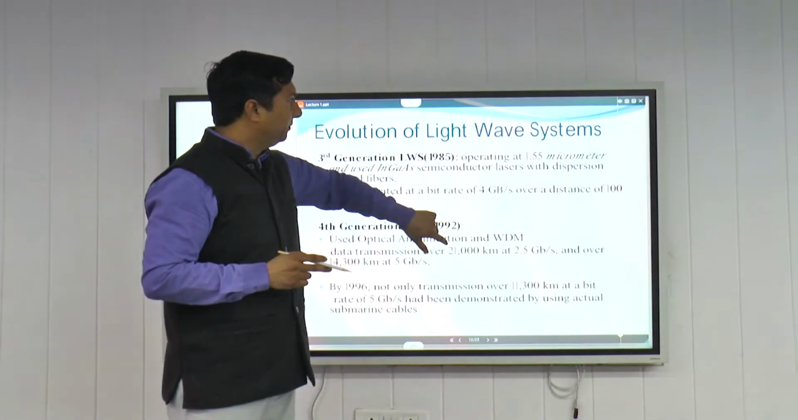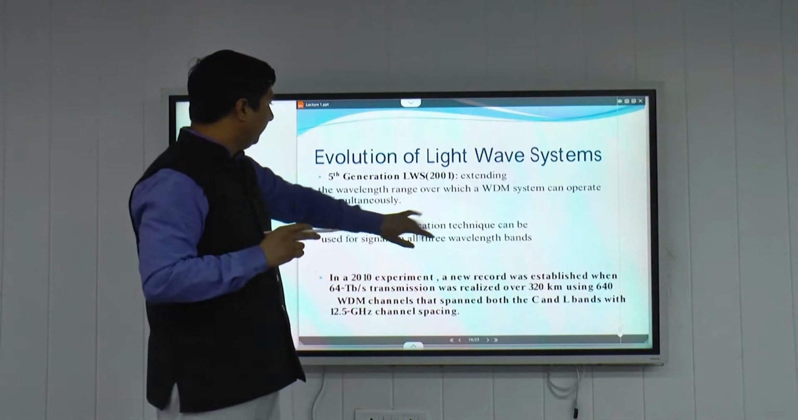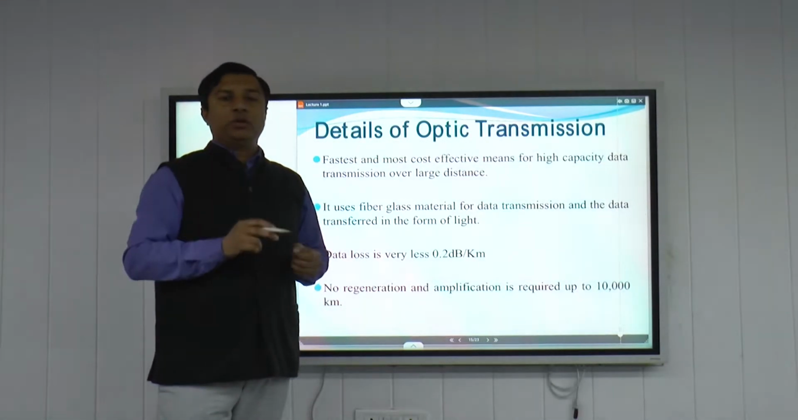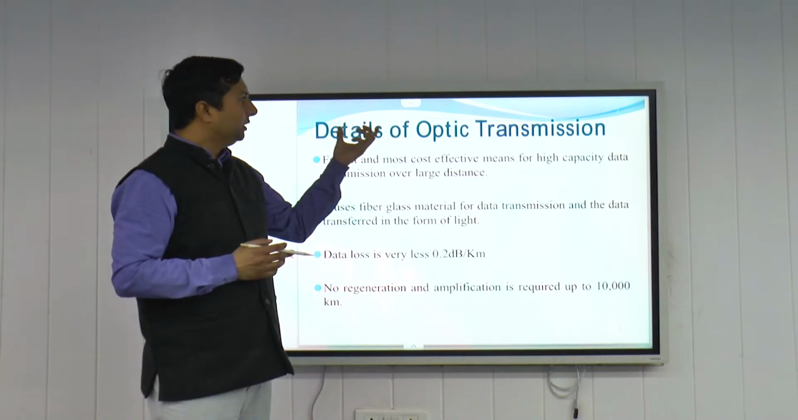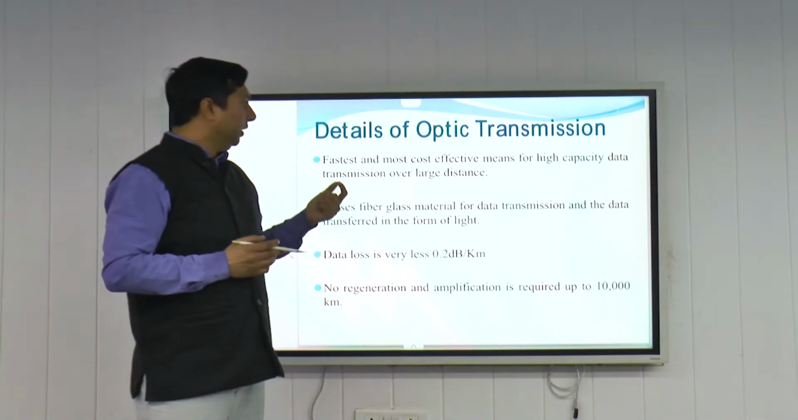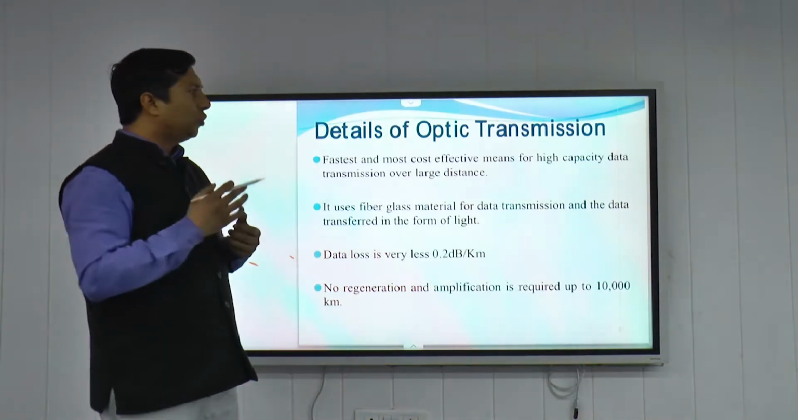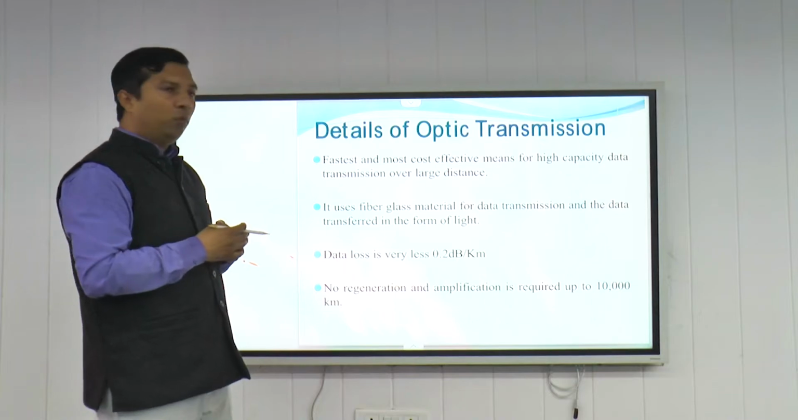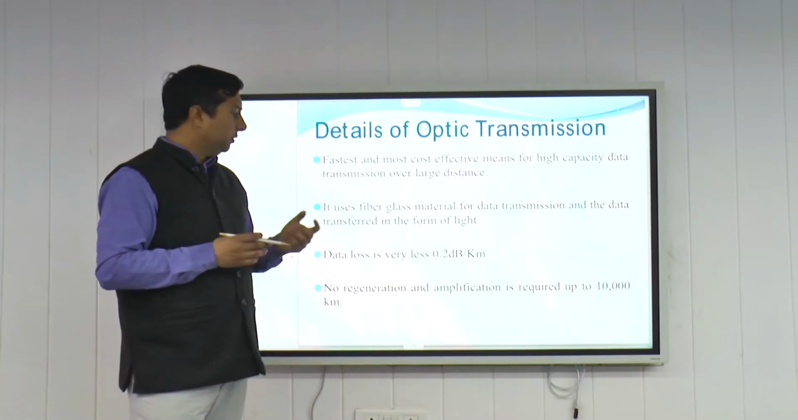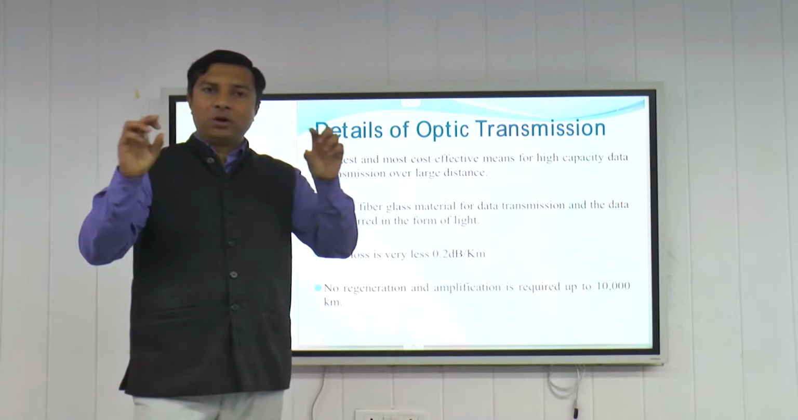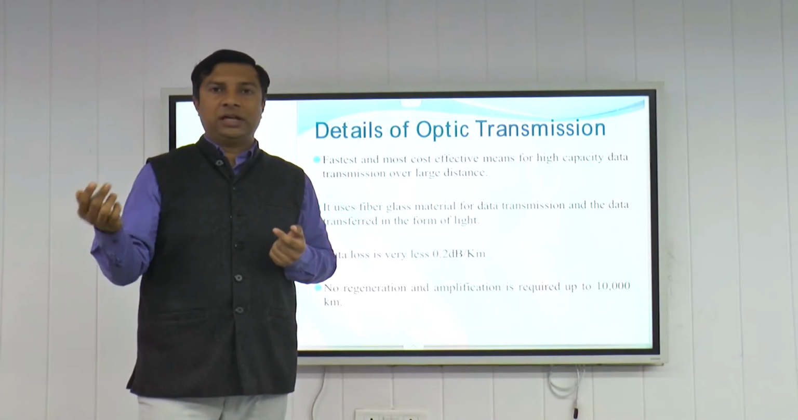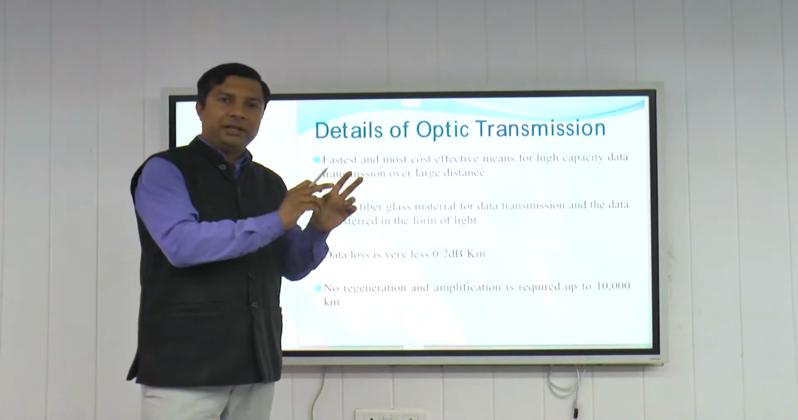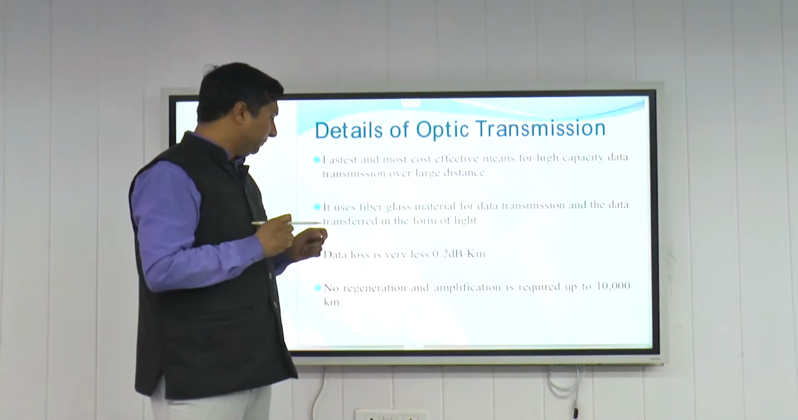Now let's move ahead. I hope you are getting me. So now we come to the main topic, that what is this optic transmission. So this is the fastest and most cost-effective means of high-capacity data transmission over large distances. It uses a fiber optic cable that is made of glass or plastic, and data is transferred from transmitter end to the receiver end in the form of light.